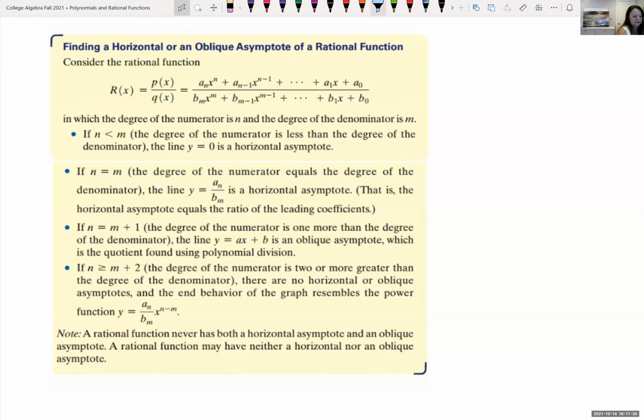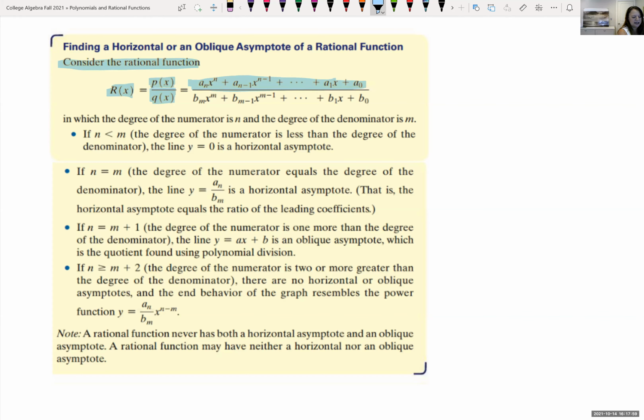Now we're going to look at finding horizontal asymptotes and oblique asymptotes. And I'll talk about what an oblique asymptote looks like in a moment. But consider that we have a rational function, our capital R of x, given by some polynomial p of x all divided by some polynomial q of x. This is just the notation we use before writing out a polynomial.